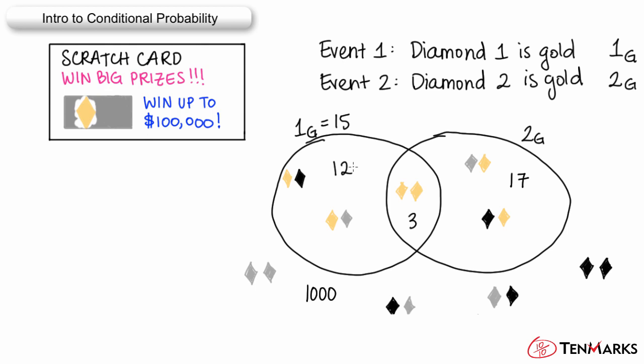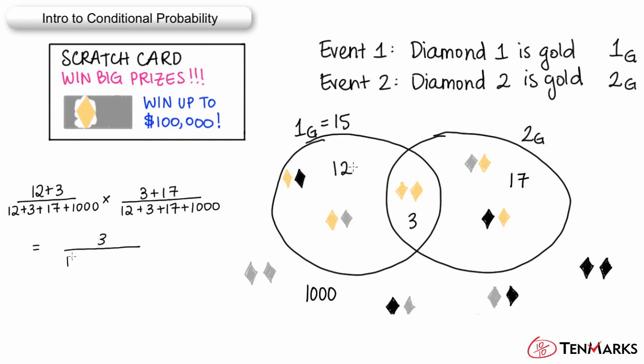Let's calculate this. The probability that the first diamond is gold is the number of cards where the first diamond is gold, 12 plus 3, divided by the total number of cards, 12 plus 3 plus 17 plus 1,000. The probability that the second diamond is gold would be then 3 plus 17 divided by the total number of cards, 12 plus 3 plus 17 plus 1,000. If the 2 events are independent, these probabilities multiplied together should equal the probability of the intersection, which is 3, since there are 3 in the intersection, divided by the total number of cards.